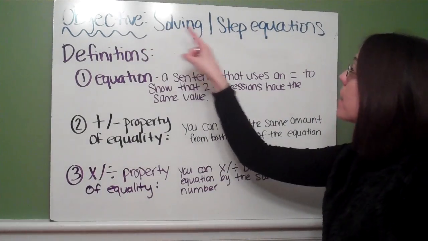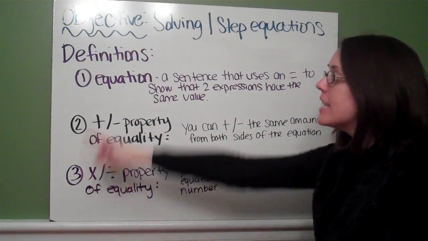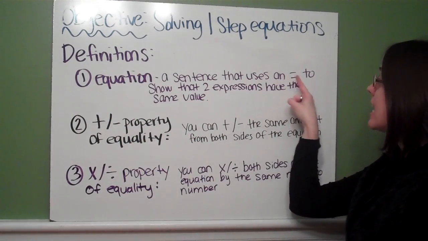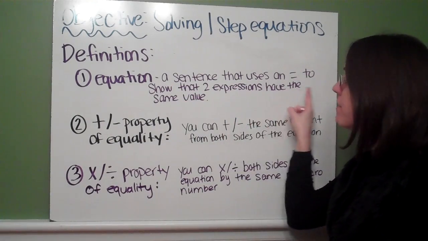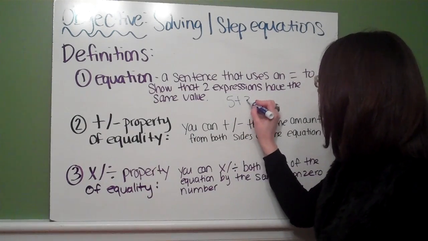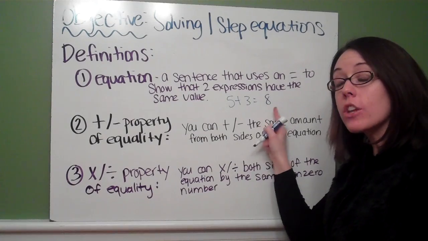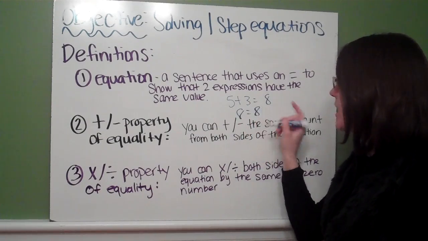Today we're going to be talking about solving one-step equations. There's a few definitions you need to know. Definition number one, an equation is a sentence that uses an equal sign to show that two expressions have the same value. For example, 5 plus 3 equals 8. Has an equal sign. We got to make sure they are the same on either side. 5 plus 3 is 8, and 8 does equal 8.